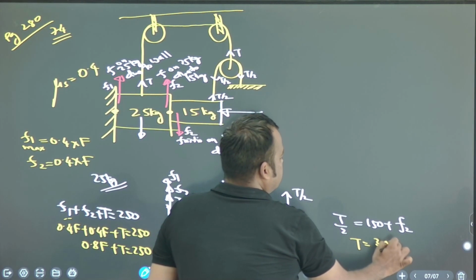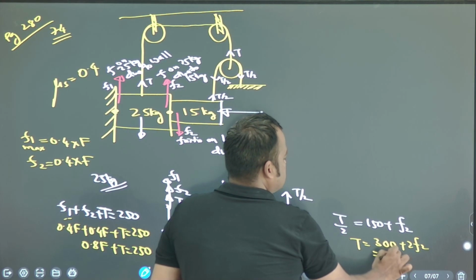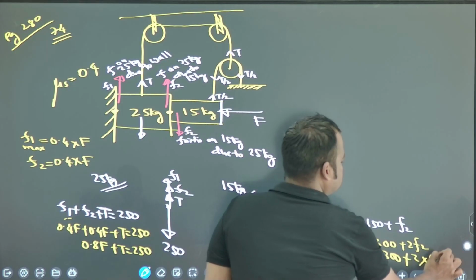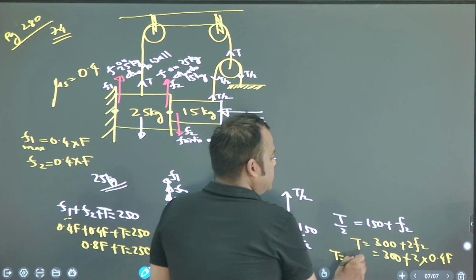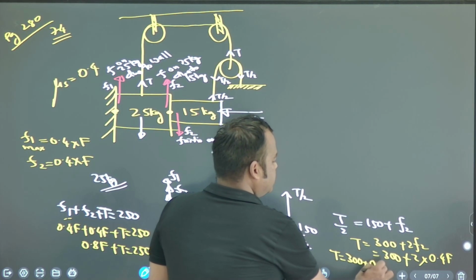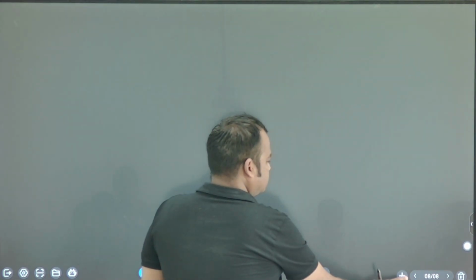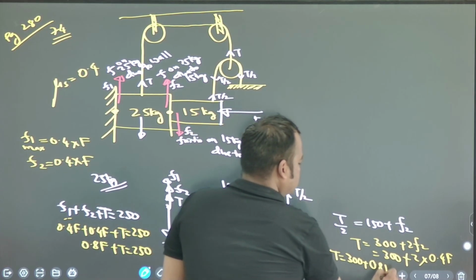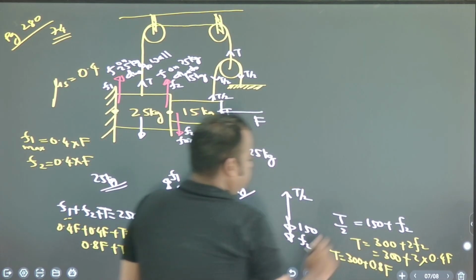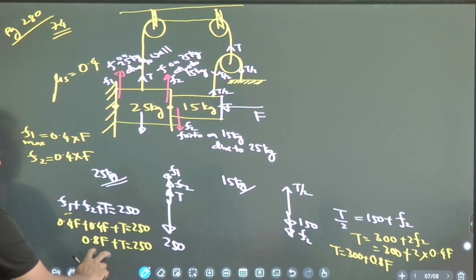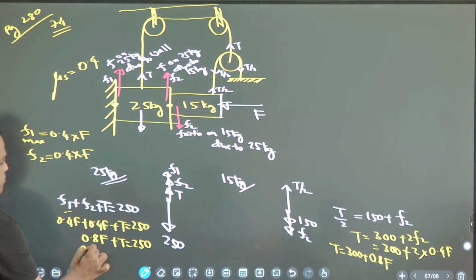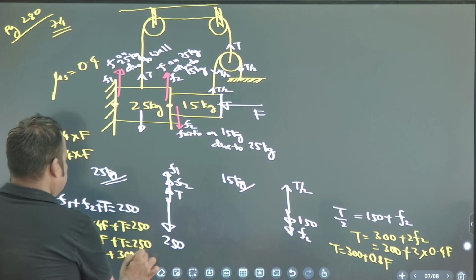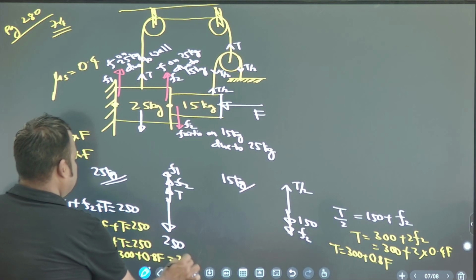So T is equal to 300 plus 2F2. So 300 plus 2F2. F2 is this 0.4 F. So T is equal to 300 plus 0.8 F. Capital F, okay? 300 plus 0.8 capital F, tension. Now you put tension value here. So 0.8 F plus tension, which is 300 plus 0.8 F. 300 plus 0.8 F is equal to 250.